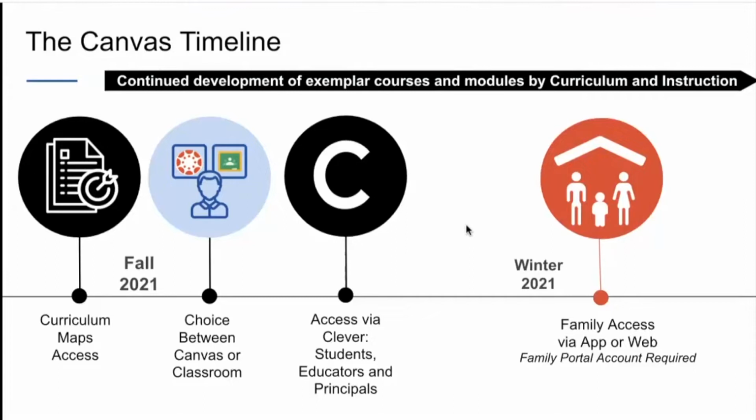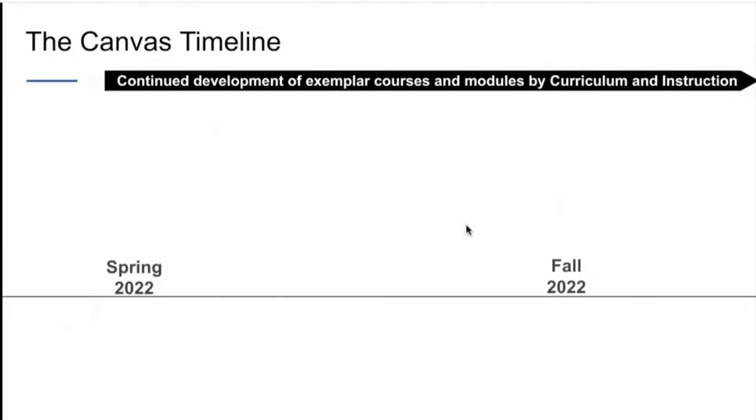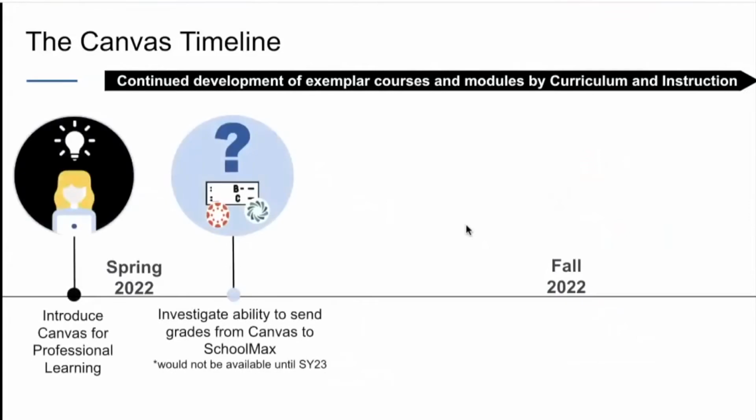Now, fast forward to spring 2022. As we move into the spring of 2022, we will introduce Canvas as a platform for self paced and instructor led professional learning opportunities. When you're thinking of your FFT Domain 4, you'll start seeing a lot more of that available in Canvas, the different professional learning opportunities that you can take.